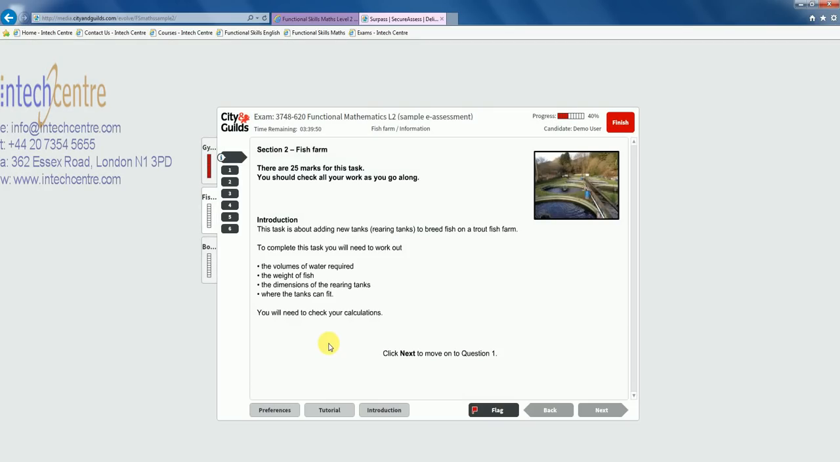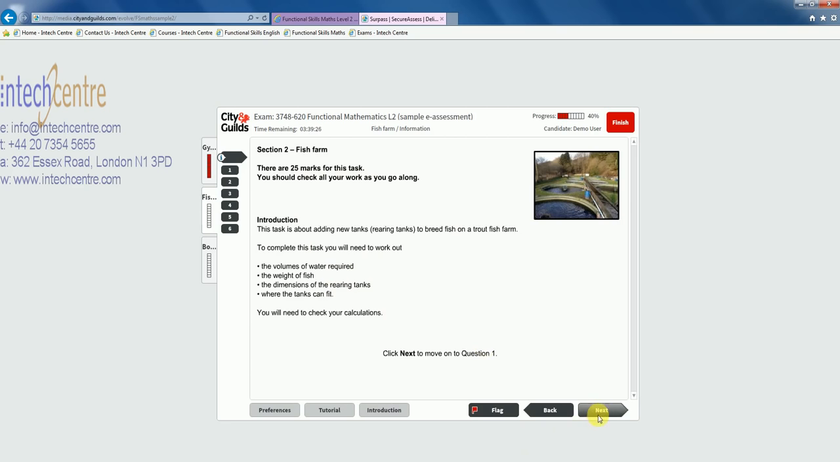Okay, so now we're moving on to section 2. It's the fish farm. There are 25 marks for this task. You should check all your work as you go along. This task is about adding new tanks, rearing tanks, to breed fish on a trout fish farm. To complete this task, you will need to work out the volumes of water required, the weight of fish, the dimensions of the rearing tanks, where the tanks can fit. You will need to check your calculations.